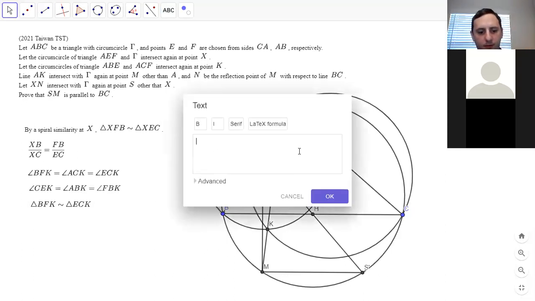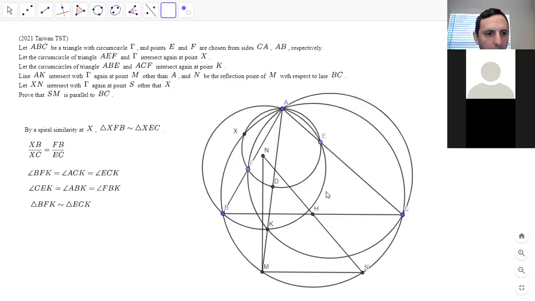And so then we could set these equal. So why is BFK equal to ACK? Because AFKC is cyclic. In a cyclic quadrilateral, ACK is 180 minus AFK, and that's the same as BFK.